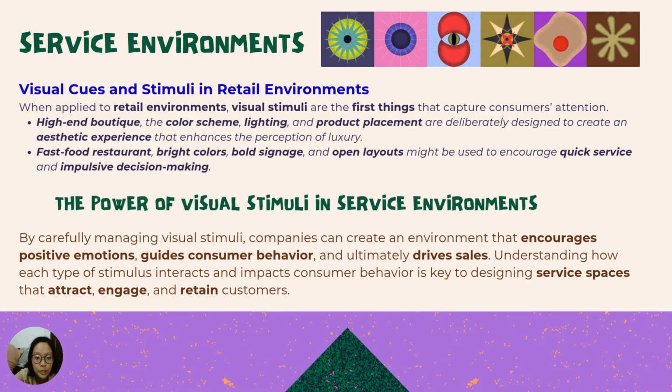So, when applied to retail environments, visual stimuli are the first thing that captures consumers' attention. Whether you're in a small boutique, a mall, or a restaurant, the design and layout are built to elicit emotional reaction and drive consumer behavior. For example, in a high-end boutique, the color scheme, the lighting, everything is designed to create an aesthetic experience that enhances your perception of luxury. On the other hand, in a fast food restaurant, bright colors, bold signage, and open layouts are used to encourage quick service and impulsive decision making.